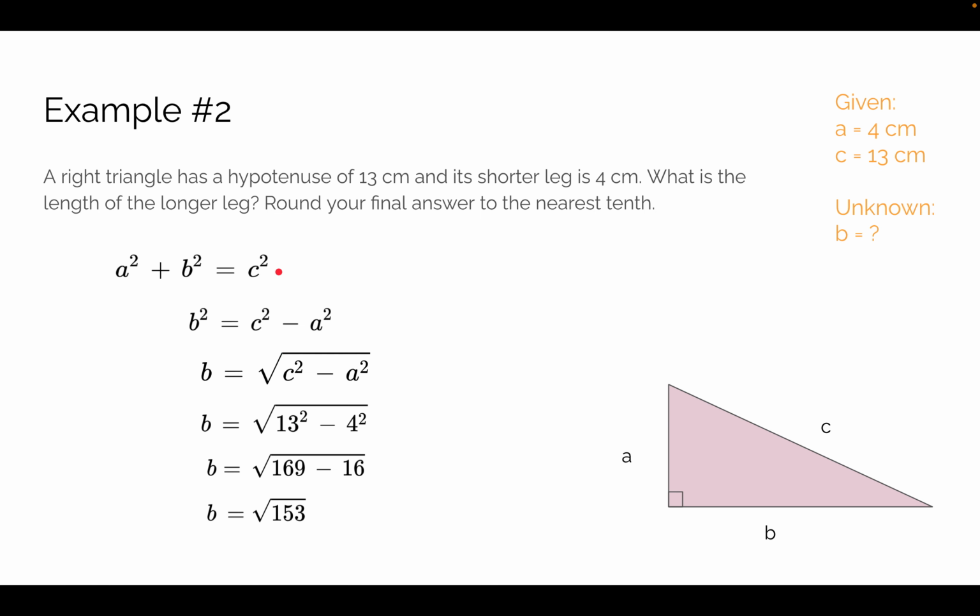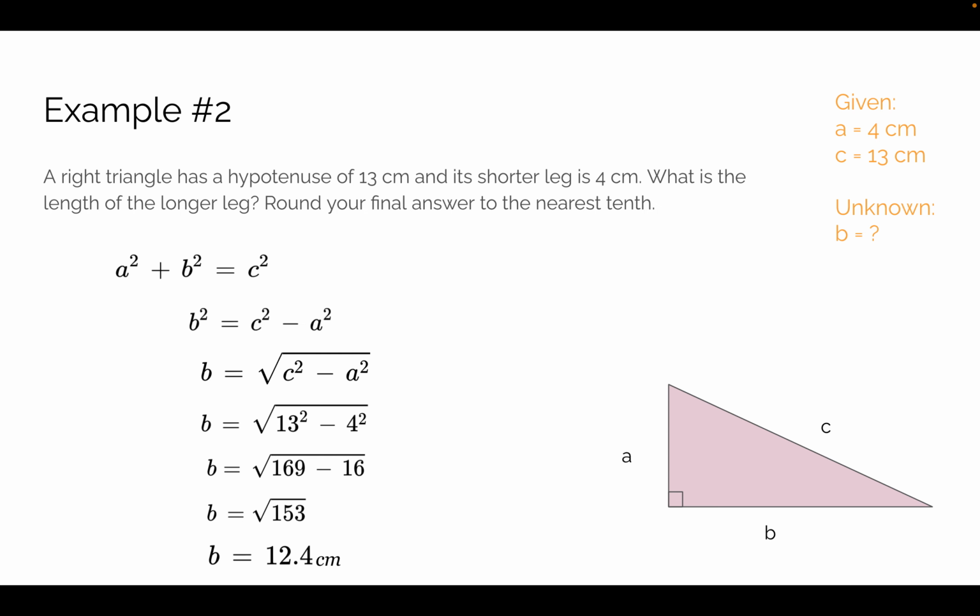And it says to round your answer to the nearest tenth. Now, because 153 is not a perfect square, when we square root this, it will not give us a whole number as its square root. And because it's asking us to give it in a decimal answer, we can square root it and round to the nearest tenth. So when we do that, B is equal to 12.4 centimeters.